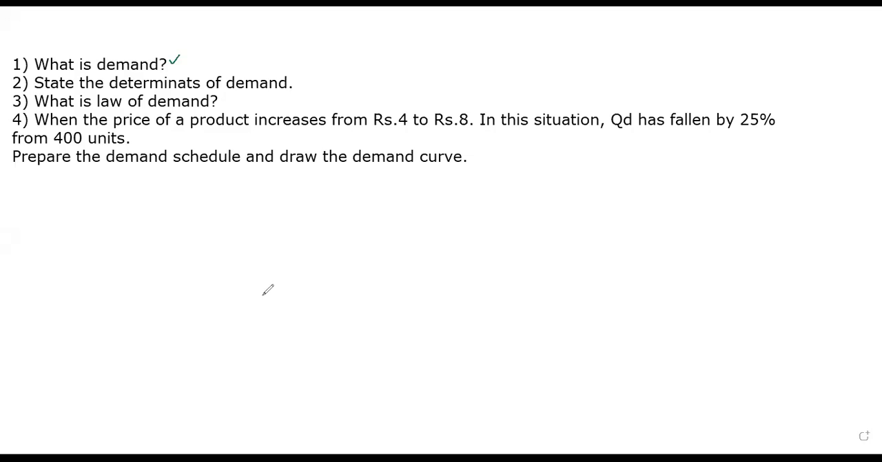Now the second one, state the determinants of demand. Determinants of demand in the sense, whatever the factors that decide the demand, we say determinants of demand. Now there are so many determinants of demand: price of the same product, price of other goods, income, taste and fashion, price expectations, number of buyers, population, and other factors. Like that, there are several determinants of demand.